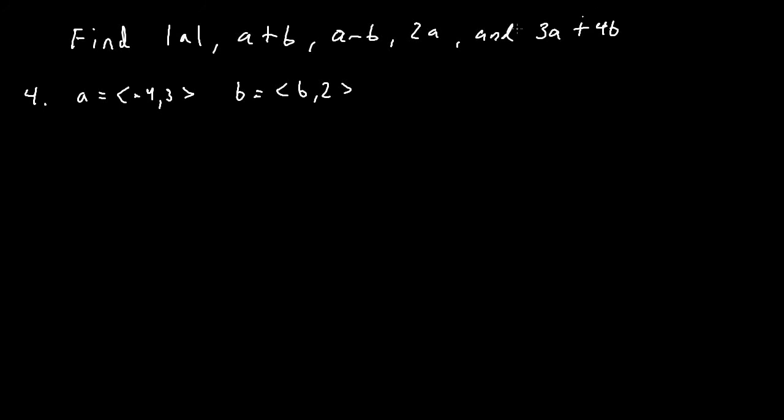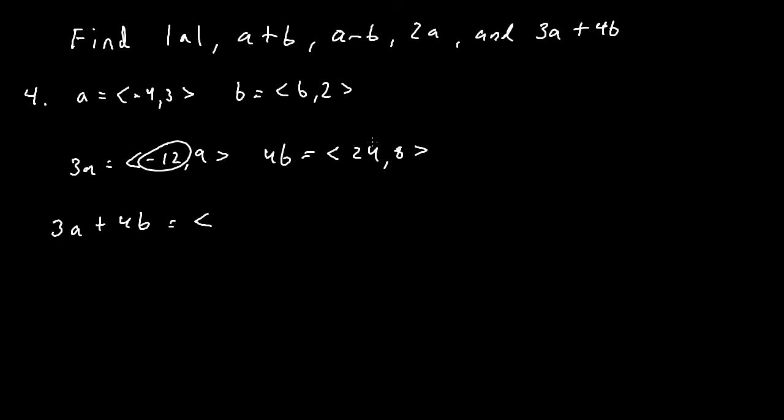So now in order to find 3a plus 4b, let's go ahead and first find 3a. So all we're going to do is multiply the a components by 3. So 3a is going to give us negative 12, 9, and then 4 times b will give us 6 times 4, which is 24, and then 2 times 4, which is 8. So now if we go ahead and add those two vectors, so 3a plus 4b, we're going to get negative 12 plus 24, so it'll give us 12, and then 9 plus 8, which gives us 17.